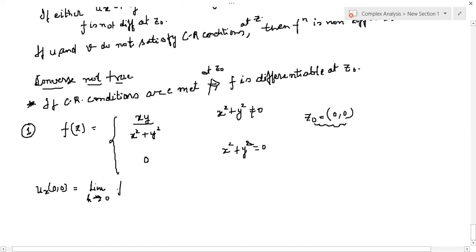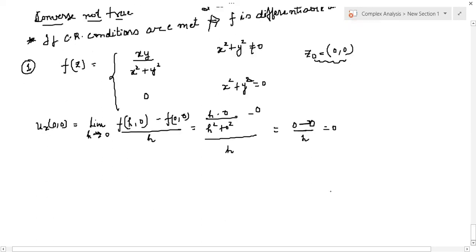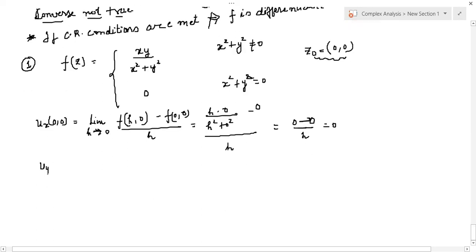So ux at 0 comma 0, I'm just writing it for you right now. Otherwise, I think you must be well aware of this. f of h comma 0 minus f of 0 comma 0 upon h, and we know this will be equal to h into 0 divided by h square plus 0 square minus 0 divided by h, which is 0 minus 0 divided by h. So clearly this is equal to 0.